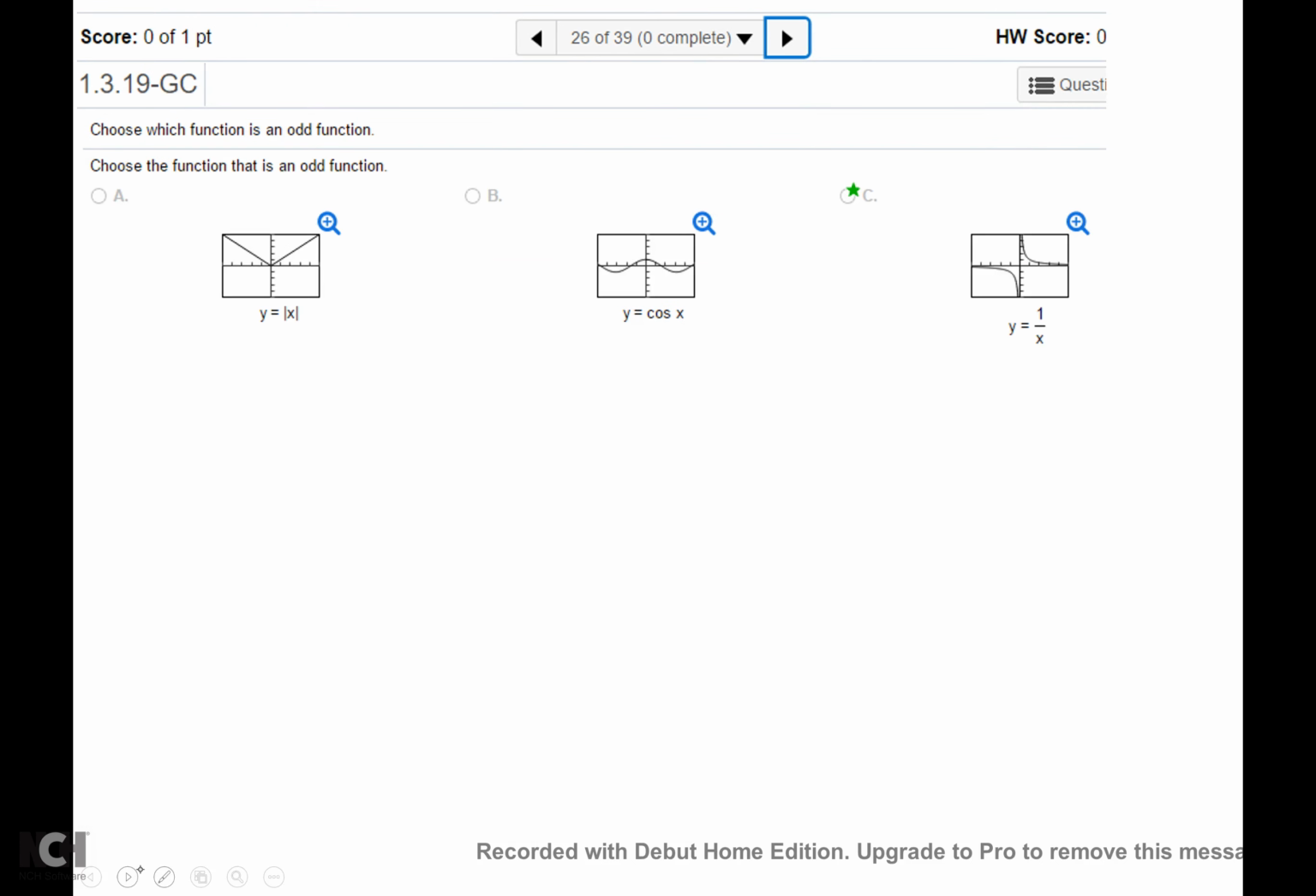All right, choose which of the functions is an odd function. This is even, because this side, if you folded it, looks like this side. This function is actually neither, because if I folded it over, oh no, it is even. That one's even too. Odd means that the top reflects the bottom, or you have this reflection diagonally. That's an odd function.